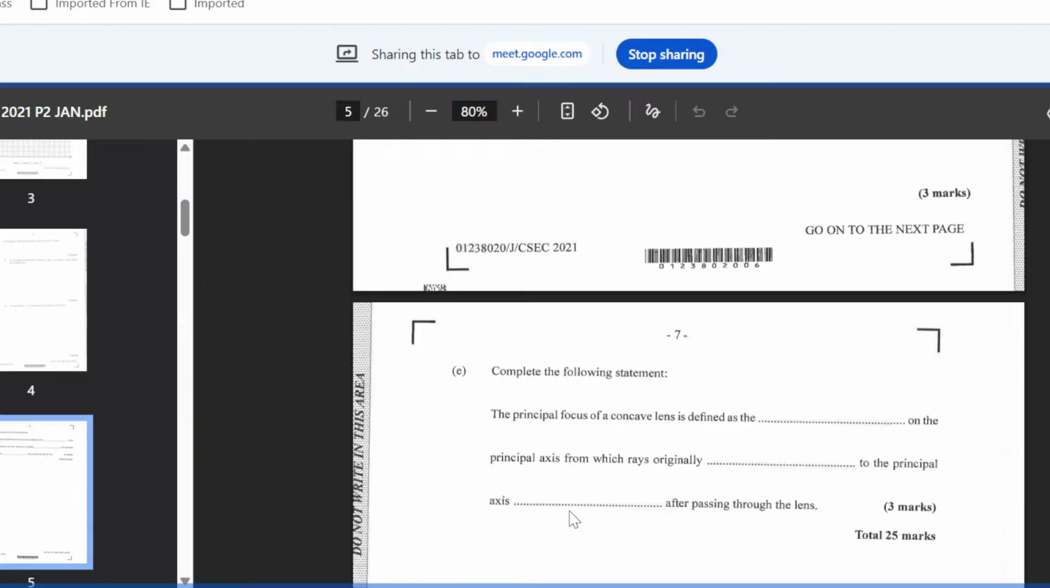That'll be diverge. So yeah, you can say diverge, or some people might say appear to diverge after passing through the lens. So yeah.